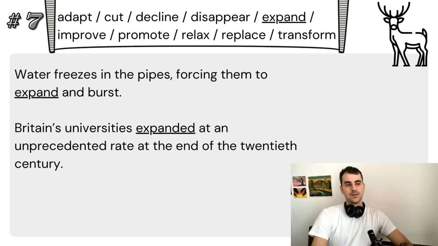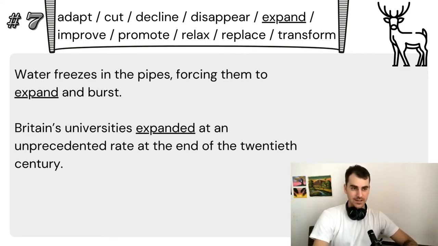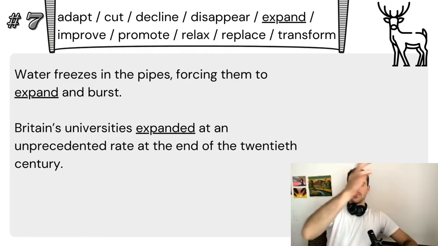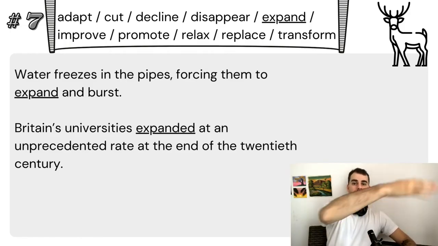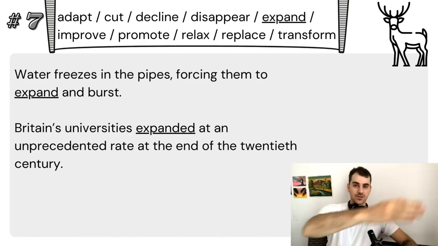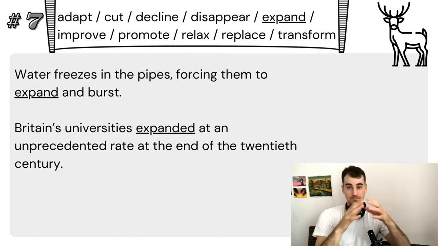Expand. This is when something gets a little bit bigger. Water freezes in the pipes, forcing them to expand and burst. The pipe is in your wall where the water runs through to your sink, and if it's cold, it can expand.